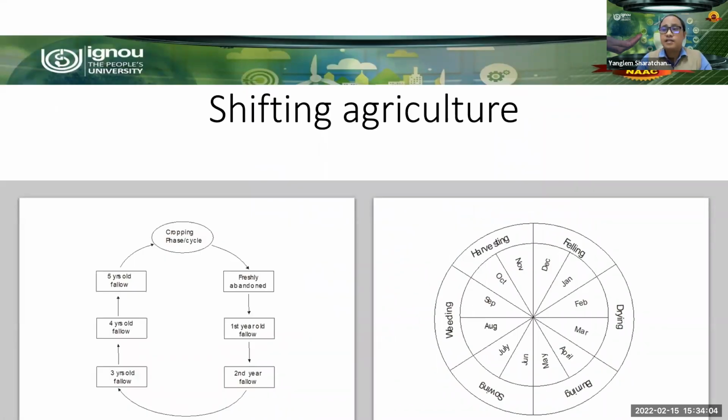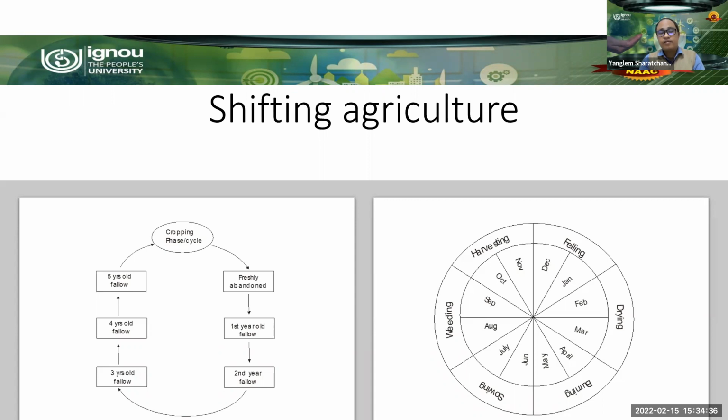Another example is shifting agriculture. Shifting agriculture follows a different cycle. They cut the forest, right? First, they will cut the forest, they leave some particular species, then it will be a freshly abandoned area. Wait for 1 year, that's called 1 year fallow, then 2nd year fallow, 3rd year fallow, 4 years fallow, 5 years fallow. Then the cropping phase cycle starts.